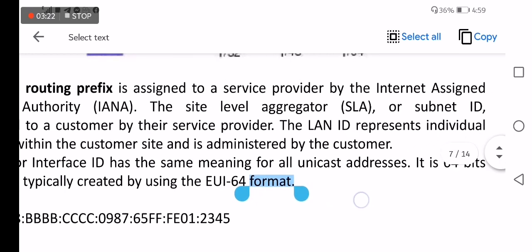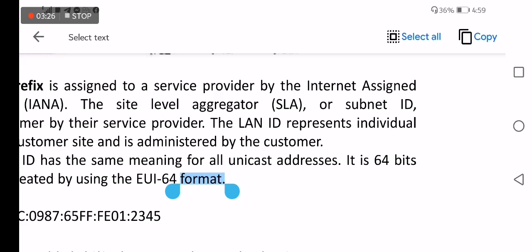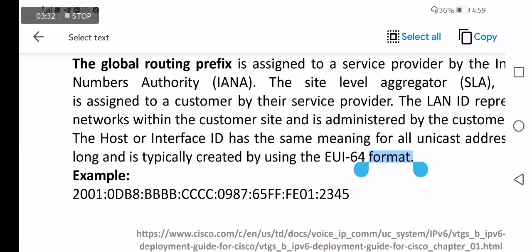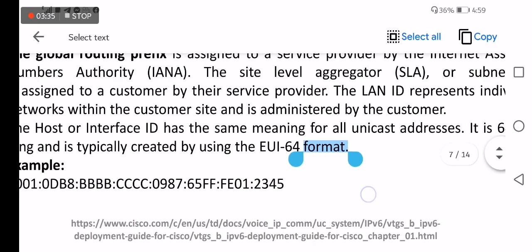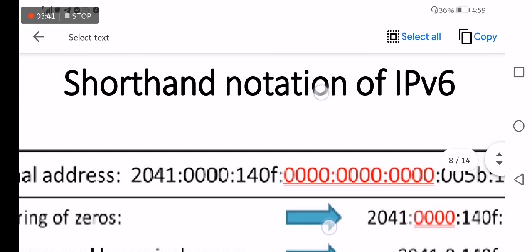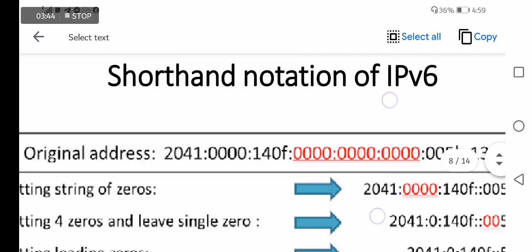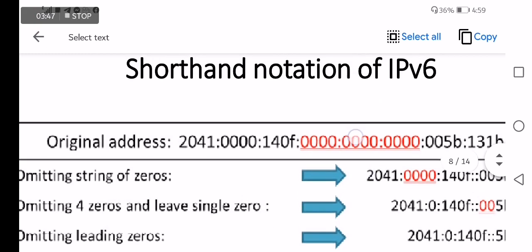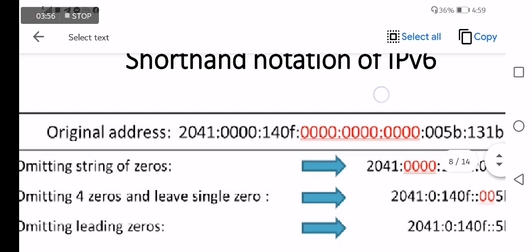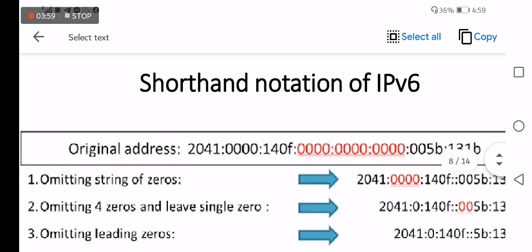The site level aggregator, SLA, or subnet ID is assigned to a customer by their service provider. Also, the LAN IDs are administrated by the customer. The length of IPv6, which is 128 bits, makes remembering this representation too difficult. This is why we need the shorthand notation of v6, or a compressed notation of v6.